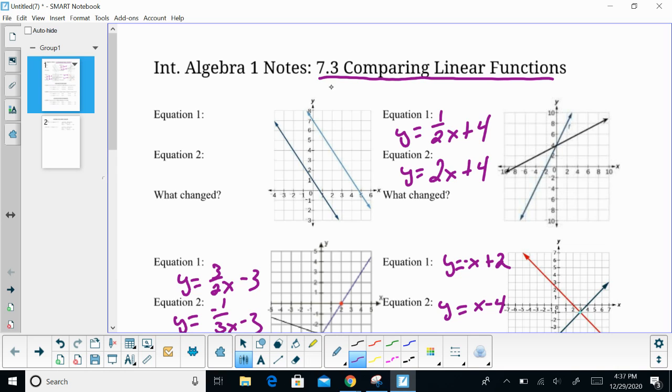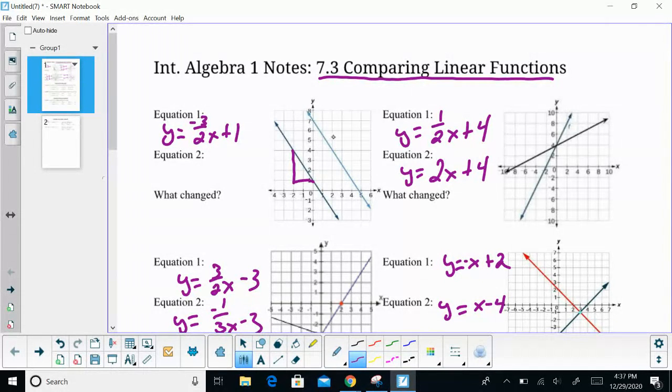Here we have lesson 7.3, comparing linear functions. So the first thing we're going to do is go ahead and write the two equations of these two lines. So I'm looking at the bottom one. I'm going down 3 over 2. I just found two good points. So my slope would be negative 3 halves, and my y-intercept is 1. So my equation is y equals negative 3 halves x plus 1.